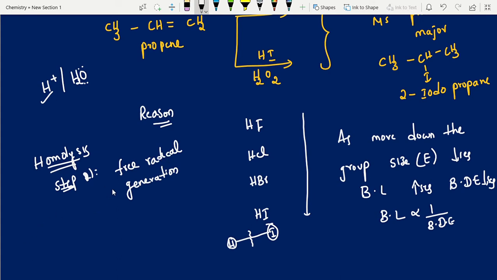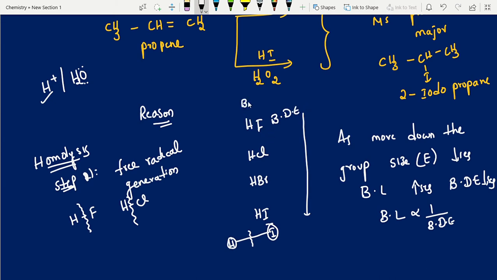Now here free radicals are generated. Free radical generation in the case of HF is difficult, and in the case of HCl also difficult. Why? Though they have polar nature, bond breaking is very difficult. What could be the reason? See, bond dissociation energy is high.